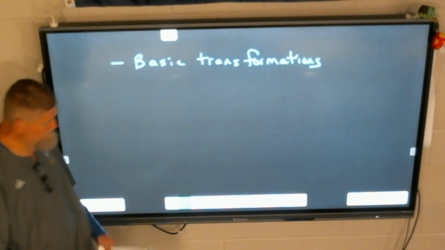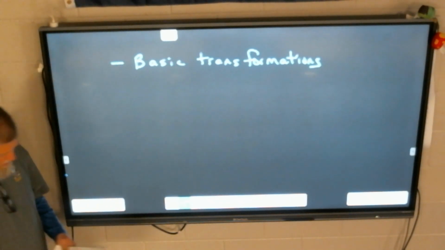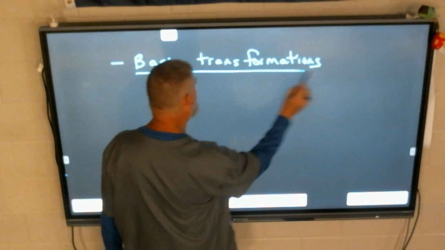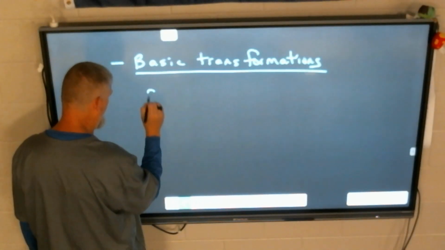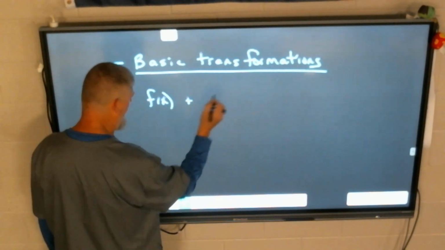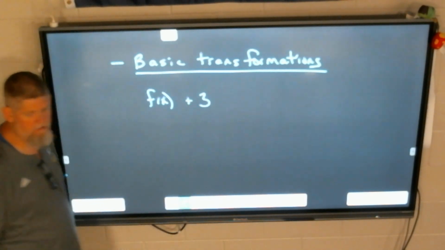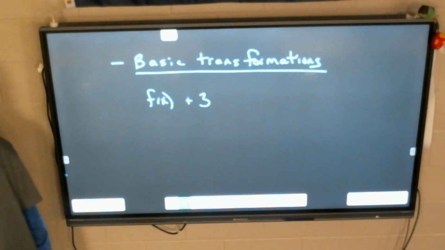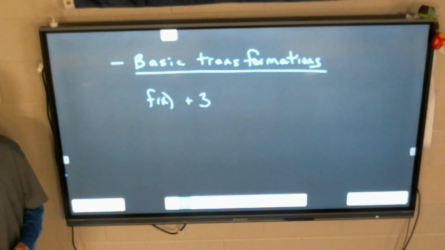Okay, so basic transformations. What happens if I take a function like f of x, some function, and then I add a number to it, like add 3? I just take any function, take quadratic, and add 3 to it. What does it do to the function?